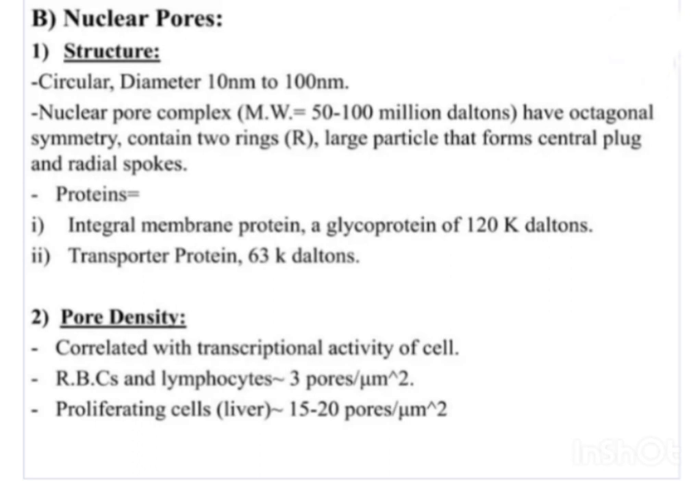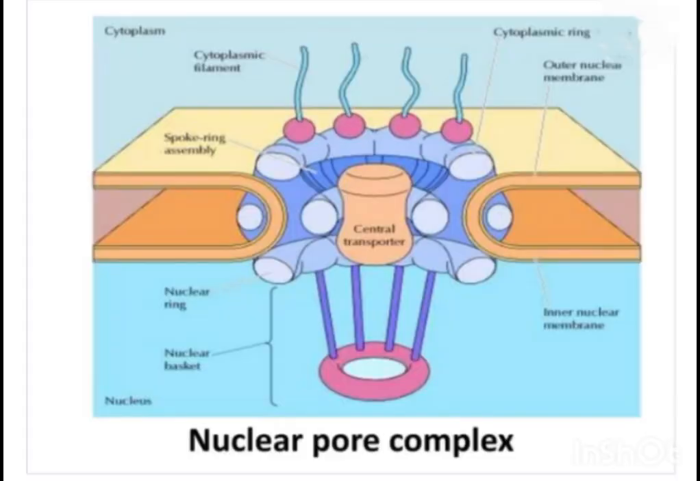Proteins: integral membrane protein, a glycoprotein of 120 kDaltons, transporter protein 63 kDaltons. Now we can see the pore density correlated with transcriptional activity of cell: RBCs and lymphocytes, 3 pores; proliferating cells in liver, 15 to 20 pores. This is the diagram of nuclear pore complex.